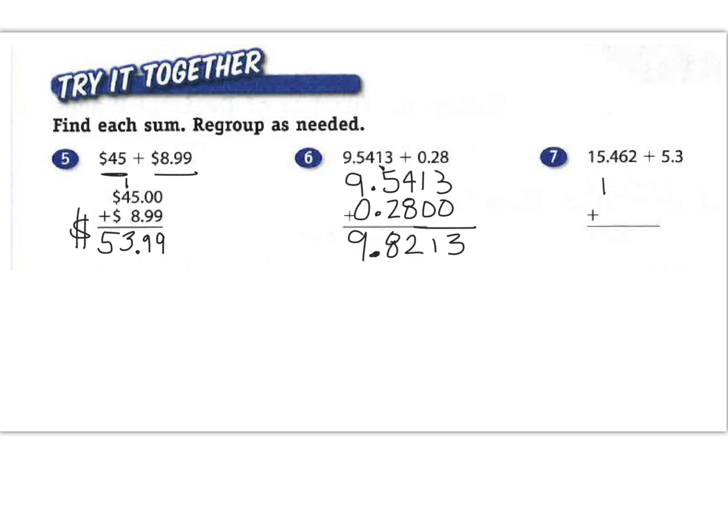Then we have 15 and 462 thousandths, 5 and 3/10, but I'm going to just put 2 zeros there. 2 plus 0 is 2, 6 plus 0 is 6, 4 plus 3 is 7, bring down the decimal. 5 plus 5 is 10, carry the 1, 1 plus 1 is 2.